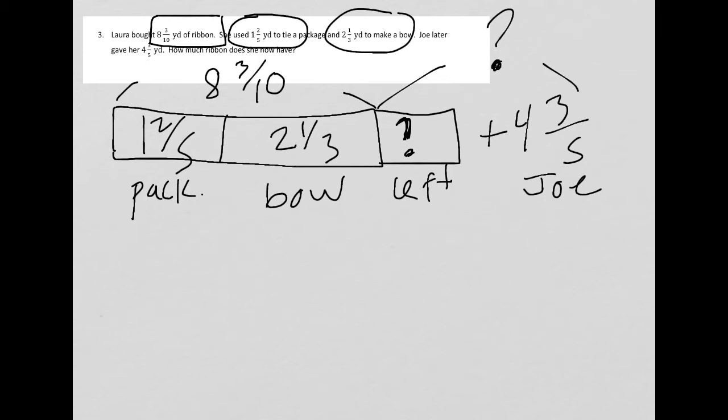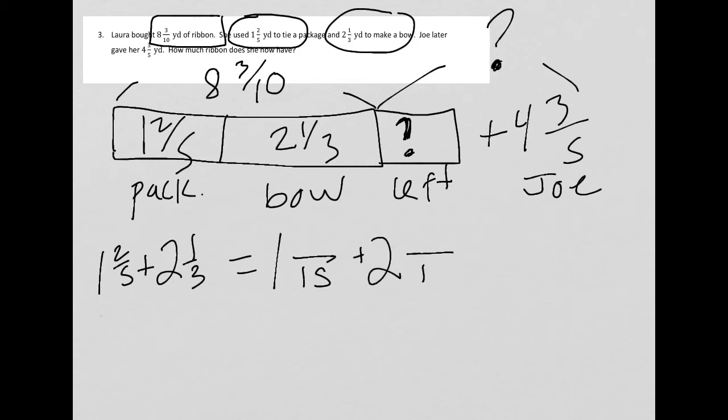So I'm going to add 1 2/5 plus 2 1/3 together. And then tell me how much she used. So that's going to give me 1 something 15ths plus 2 something 15ths. I'm saying 15ths because I have a 5 and a 3.